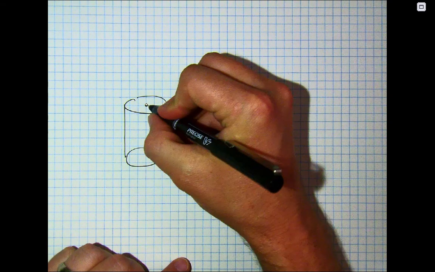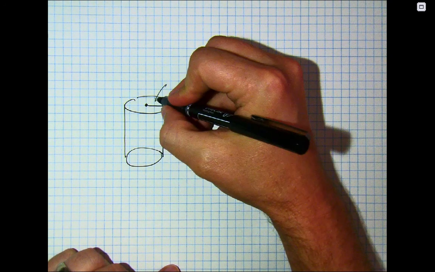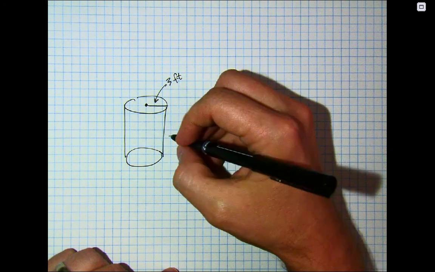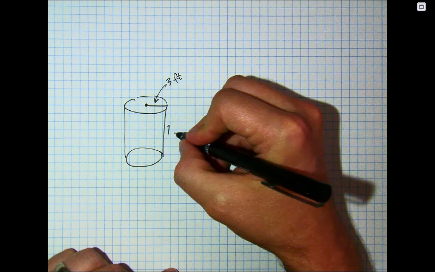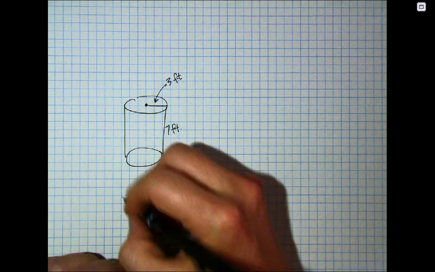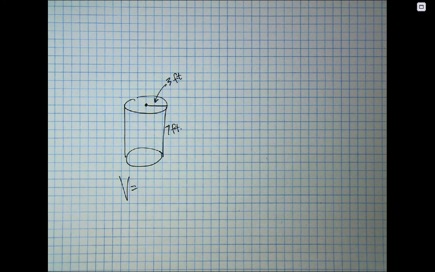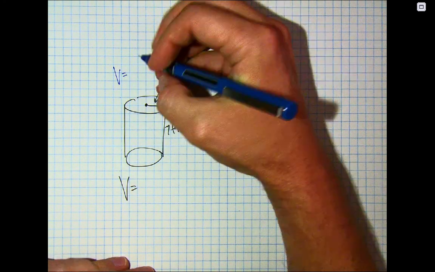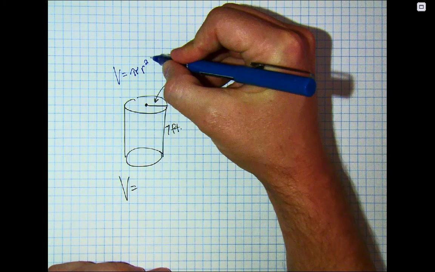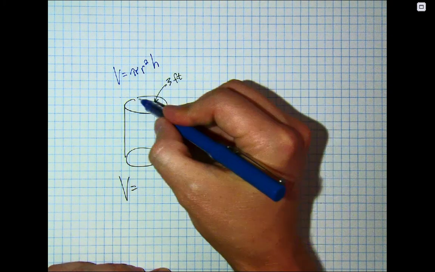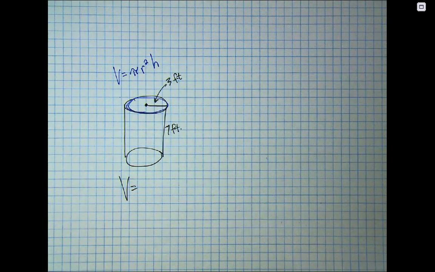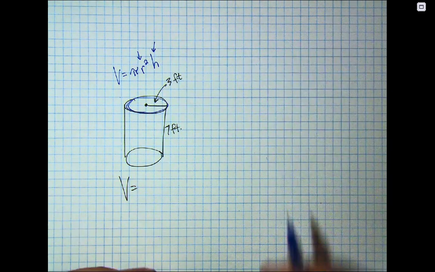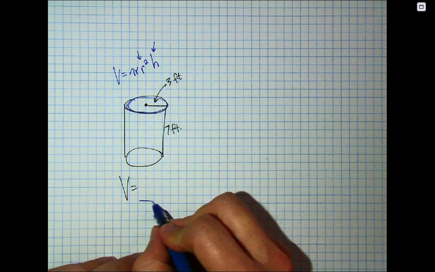I'm going to tell you that this cylinder has a radius of 3 feet. Ooh, big cylinder. And it has a height of 7 feet. What would the volume of this cylinder be? Well, we're going to remember what the formula for this was. The volume of a cylinder is pi r squared h, or the area of the base, which is this circle, times the height. So all we have to do is put the right number in for r and then put the right number in for h, and we will be able to find the volume of this cylinder.